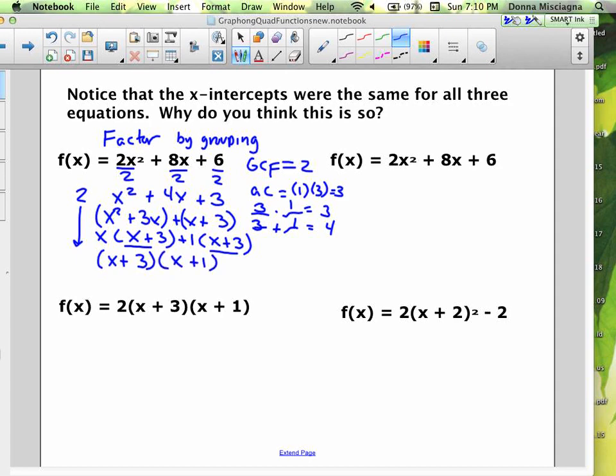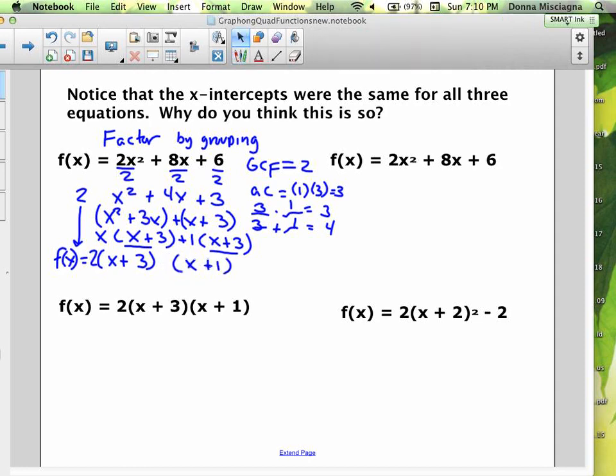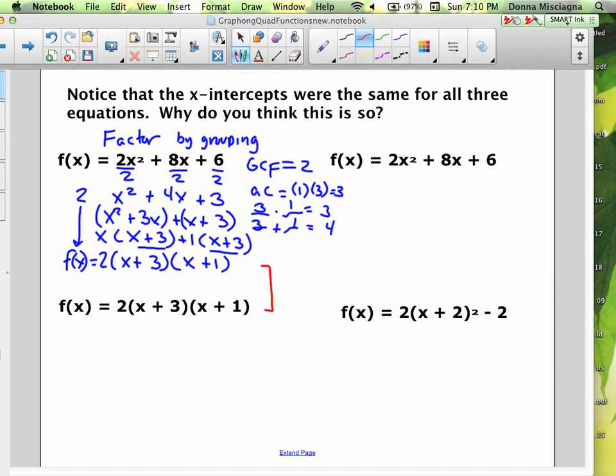All right, so now we're rewriting the equation, not solving. So I'm going to put the f of x back, and my 2. Well, gee, that looks a little familiar. That looks just like the equation that is right below. F of x equals 2 times x plus 3 times x plus 1. These two match. Look at that.